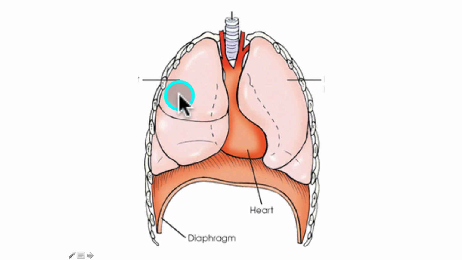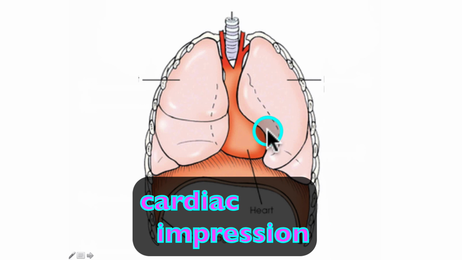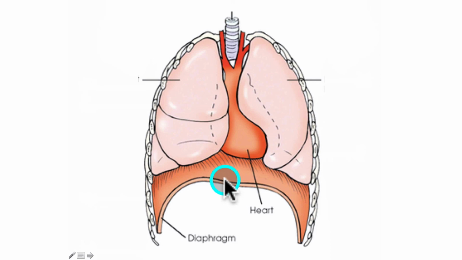Above the diaphragm, we cannot forget the lungs, the right and left lung. The right lung has 3 lobes, superior, middle, and inferior, whereas the left lung only has 2 lobes, superior and inferior. This notch right here in the left lobe is known as the cardiac impression that gives room for the heart right here. And once again, this is the diaphragm.